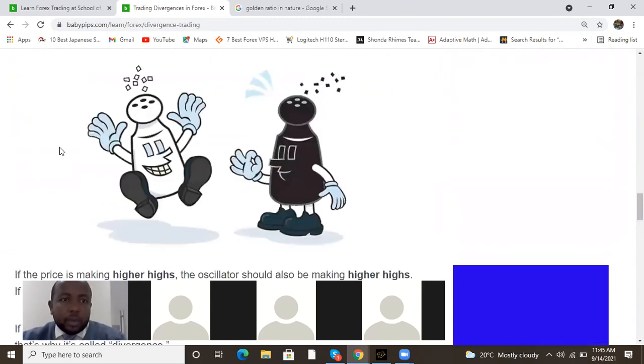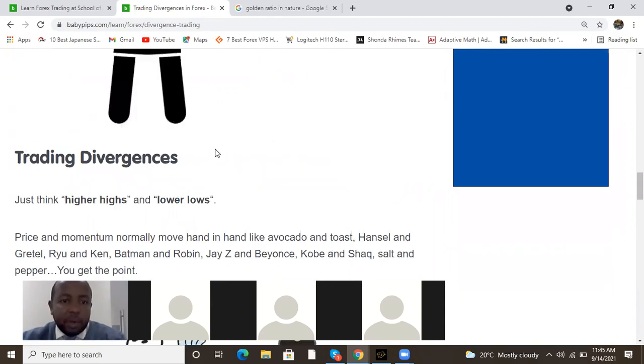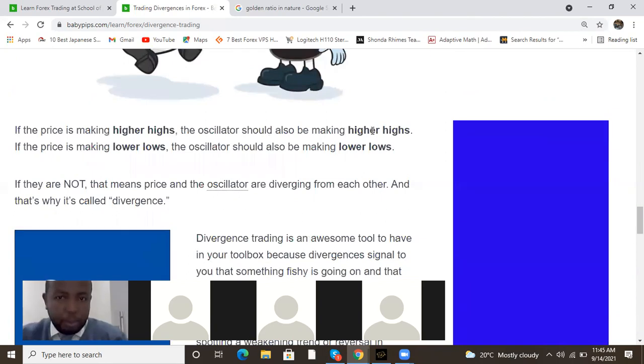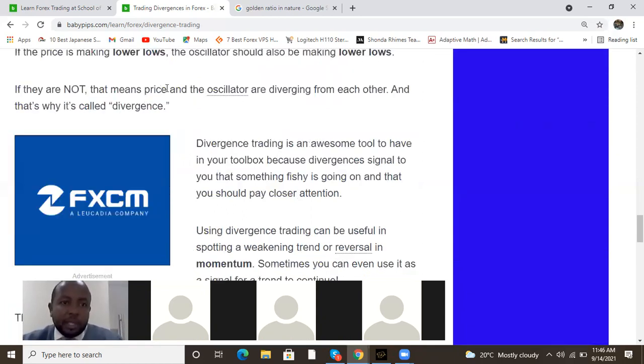Okay, so we are looking at higher highs and lower lows. So if the price is making higher highs, the oscillator should be making higher highs. If the price is making lower lows, the oscillator should be making lower lows. If not, that means the price and the oscillator are diverging from each other. So let me show you an example.